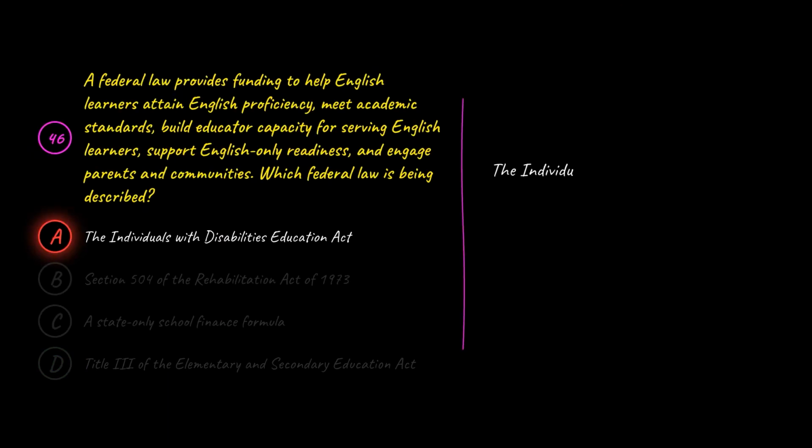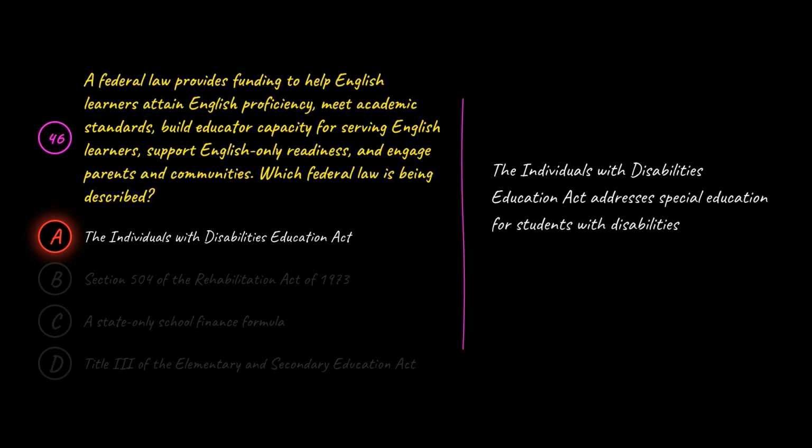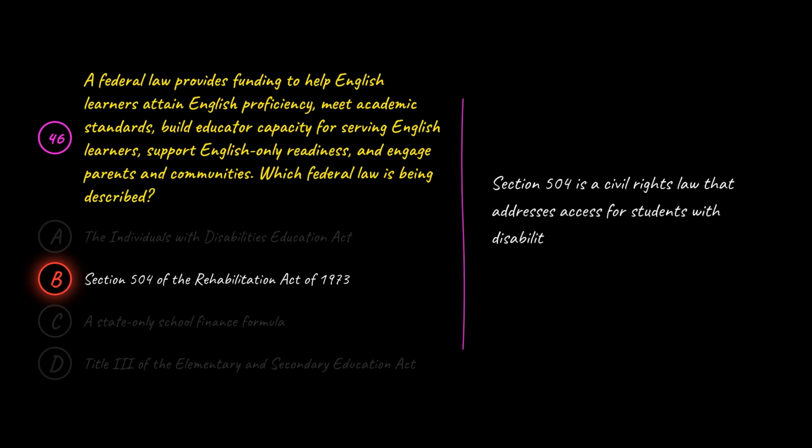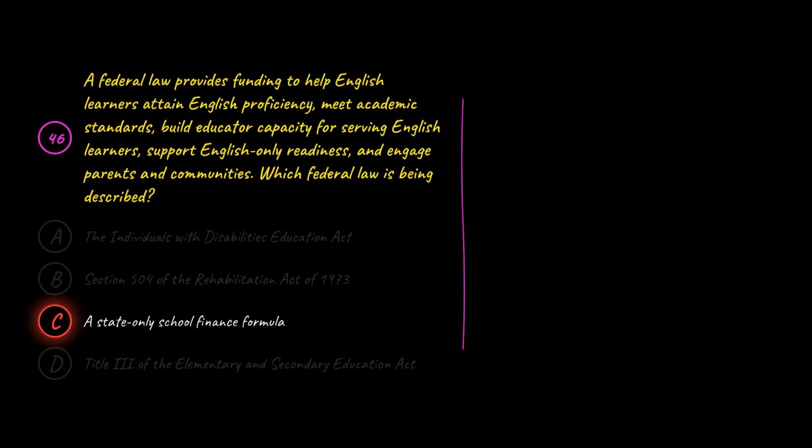A is wrong because the Individuals with Disabilities Education Act addresses special education for students with disabilities. It does not provide the English learner funding described. B is wrong because Section 504 is a civil rights law that addresses access for students with disabilities. It is not the English learner funding statute. C is wrong because a state-only formula is not the federal law described. Title III specifically operates at the federal level.